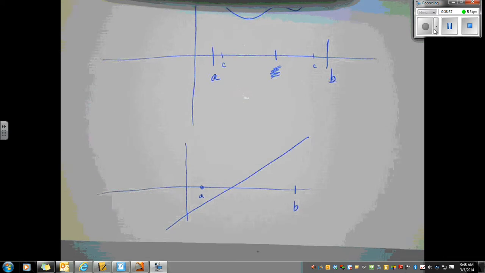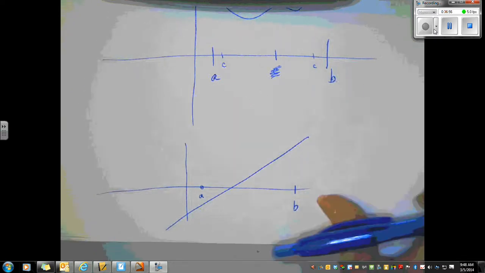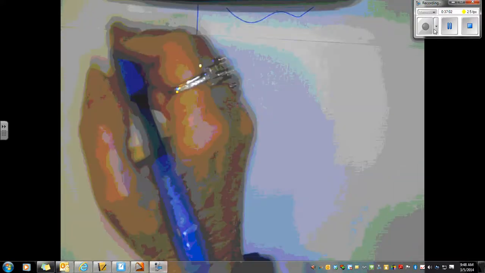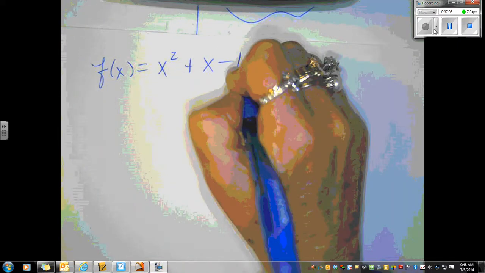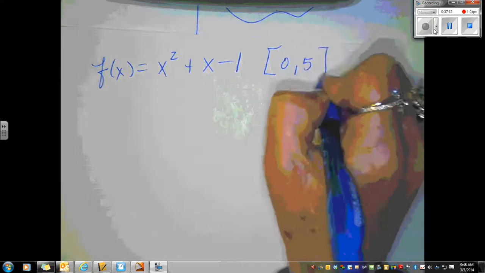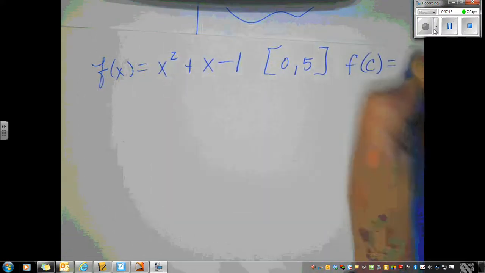In exercises 91 to 94, verify that the intermediate value theorem applies to the indicated interval and find the value of c guaranteed by the theorem. Okay, so in number 91, it says f of x equals x squared plus x minus 1. We're in between 0 and 5. It says that f of c equals 11.